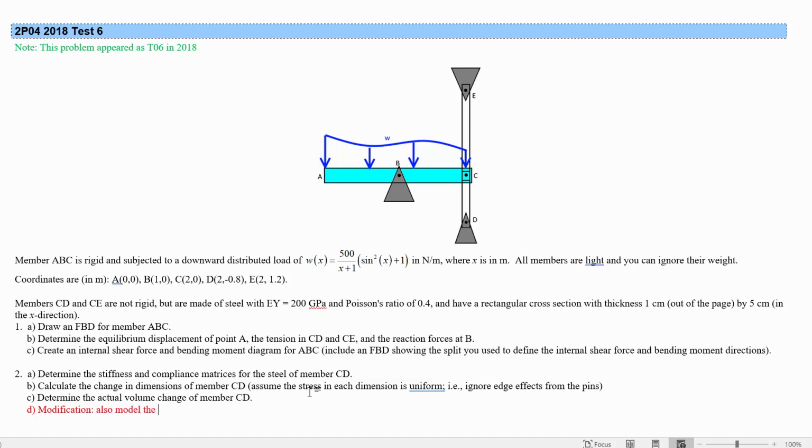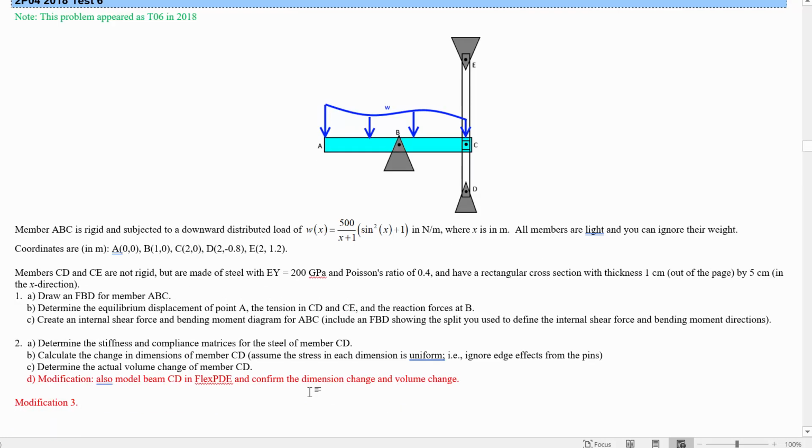Also model the beam, let's say, also model beam CD in FlexPDE and confirm the strains, let's say the dimension change and volume change. And then let's add in another modification, which is to say that we'll explore the effective stiffness.